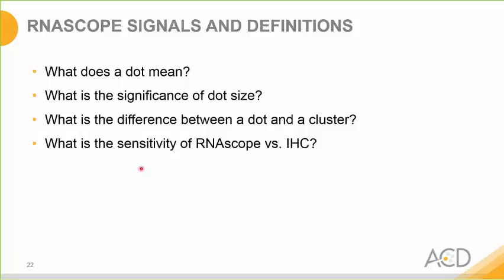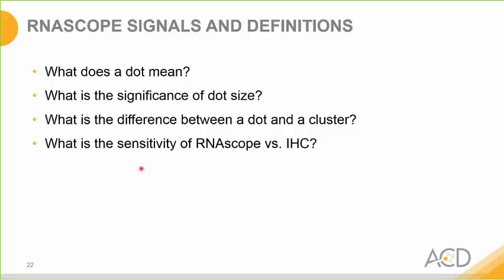So what are some of the definitions for the terminology used for these RNAscope assays? What does a dot mean? What is the significance of dot size? What is the difference between a dot and a cluster? And what is the sensitivity of RNAscope versus IHC?